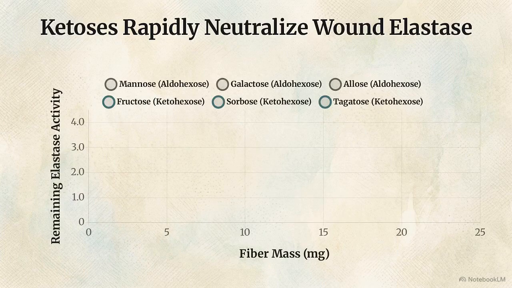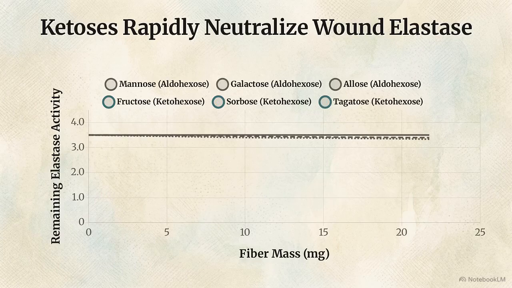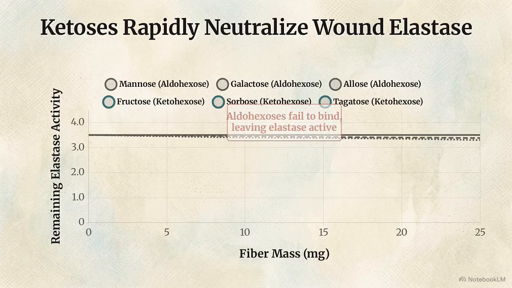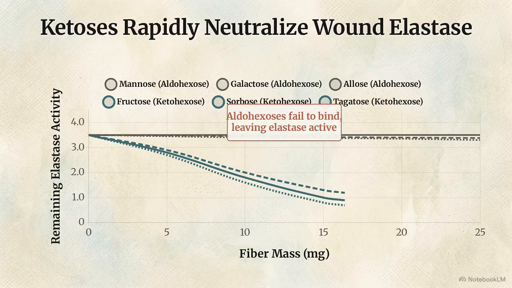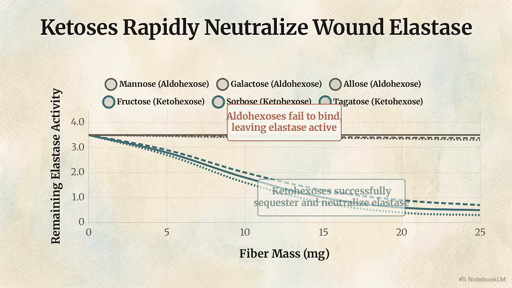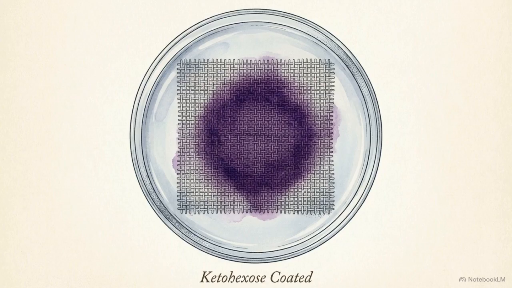This graph plots the remaining elastase activity in the wound environment on the y-axis against the mass of treated fiber applied on the x-axis. The aldohexose group, galactose, allose, and mannose, produces a relatively flat trend line. They leave a high concentration of active, destructive elastase in the wound. Conversely, the ketohexose group, including fructose, sorbose, and tagatose, shows a sharply descending drop in activity.